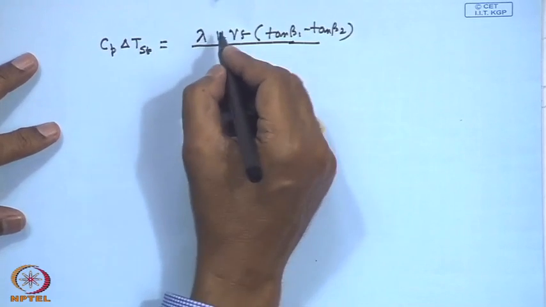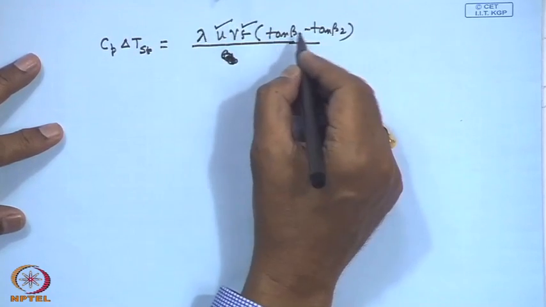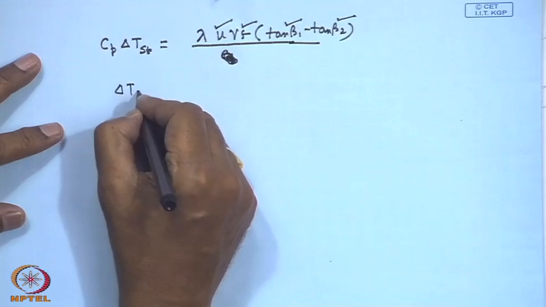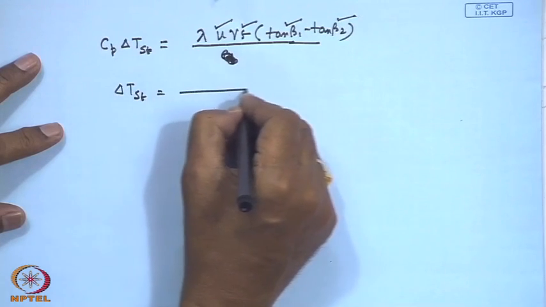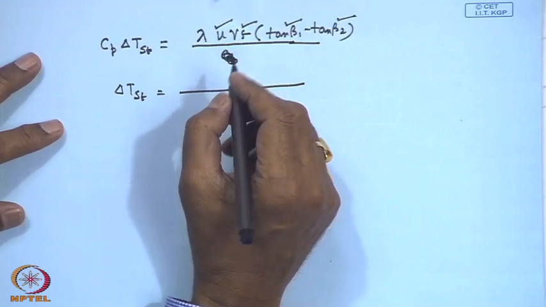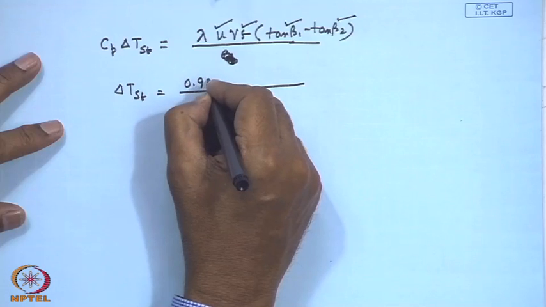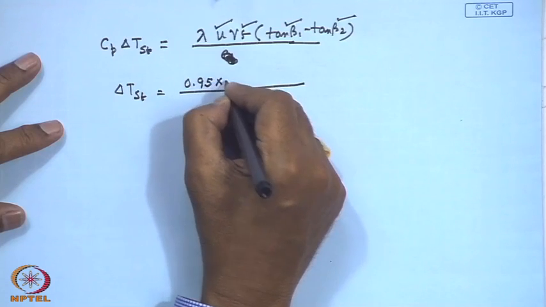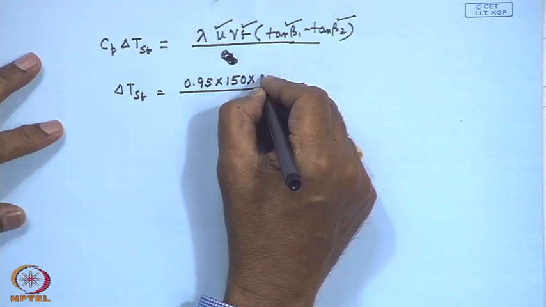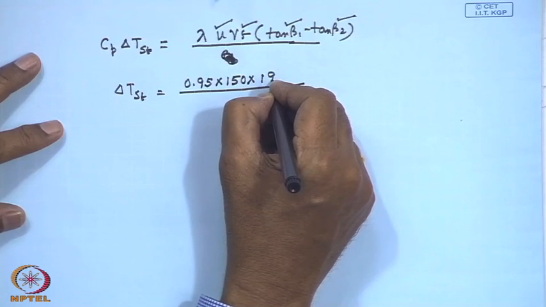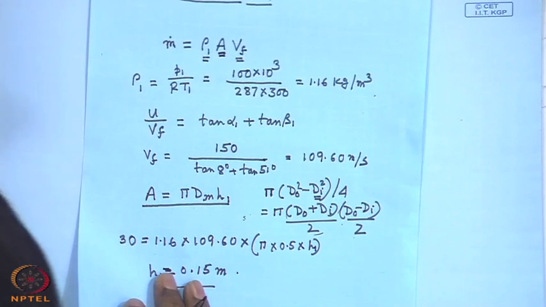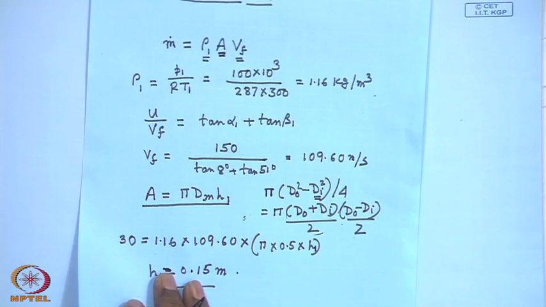So here what we have? We have U, we have Vf, we have beta 1, we have beta 2. So we can find out delta Tst. What is the value of lambda here? Lambda is 0.95, it is given. Then U is 150 meter per second. Vf we have calculated just now. I am sorry, Vf is 109. Vf will come out as 109.